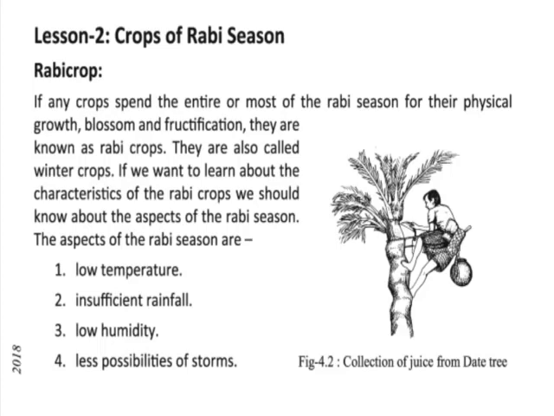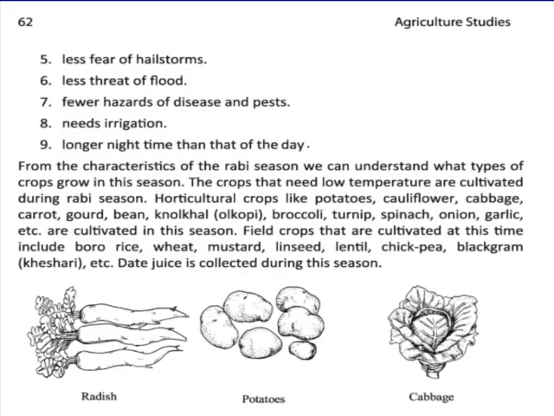Especially in the winter season, there is no rainfall. Low humidity. Humidity means the moisture in the atmosphere. Less possibility of storms. In the winter season, there is no possibility of any windstorms or rain. Less fear of hailstorm. Hailstorm means storms of heavy hail, thunderstorms. Less threat of flood. That means in the winter seasons, there is no chance of rain. That is why there is no threat of flood.